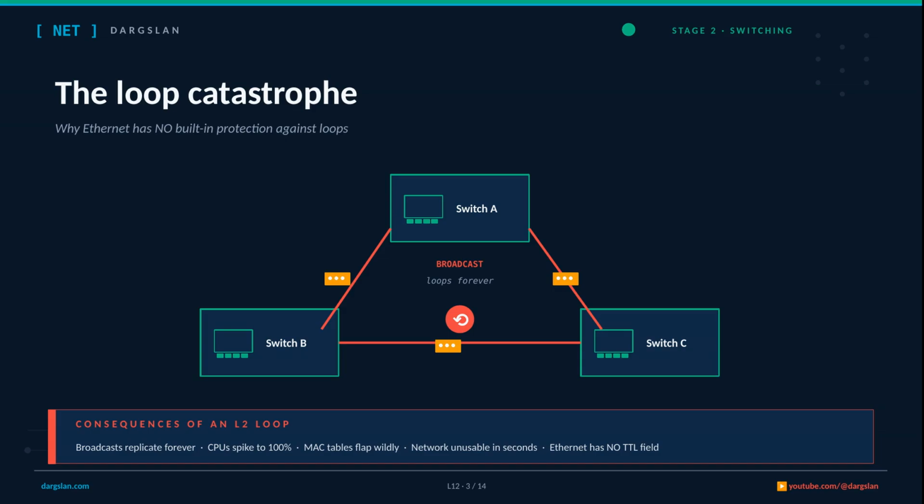Picture 3 switches wired in a triangle, A, B, and C, and a single broadcast frame enters the network. Switch A floods it to B and C, B floods it back to C and A, C floods it back to A and B, and because Ethernet has no TTL field, that frame never dies. Within seconds, broadcasts replicate endlessly, CPUs hit 100%, MAC tables flap as the same addresses appear on different ports, and the network is effectively gone.